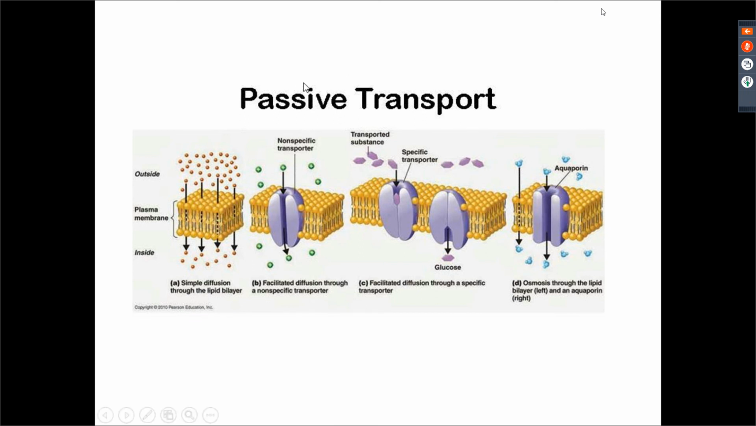This image is just recapitulating the different types of passive transport. There can be simple diffusion, facilitated diffusion through a channel, facilitated diffusion through a transporter protein or carrier protein, and osmosis. I should mention something. There's something called aquaporins. Aquaporins are also channels, but they are specifically for movement of water.